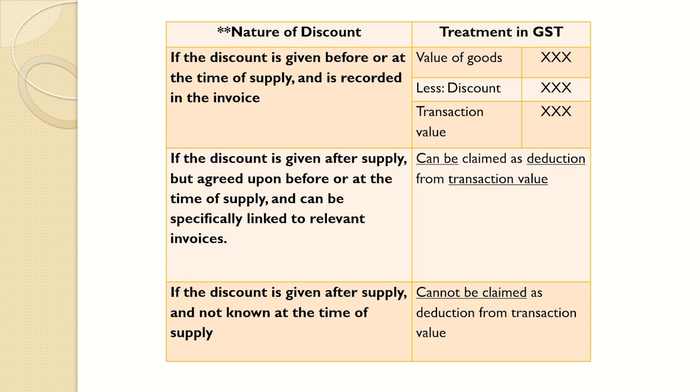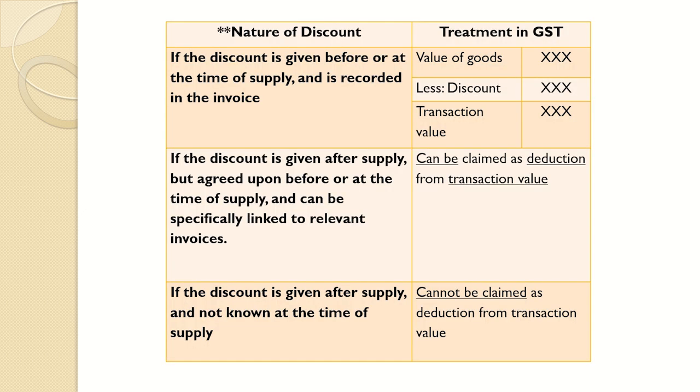Now, the second aspect is if the discount is given after supply but agreed upon before or at the time of supply and can be specifically linked to the relevant invoices, this discount can be claimed as deduction from transaction value. Here, discount is given after supply but agreed upon before or at the time of supply. That is the most important aspect here. The next aspect here, if the discount is given after supply and not known at the time of supply, such discounts are not eligible or cannot be claimed as deduction from transaction value.